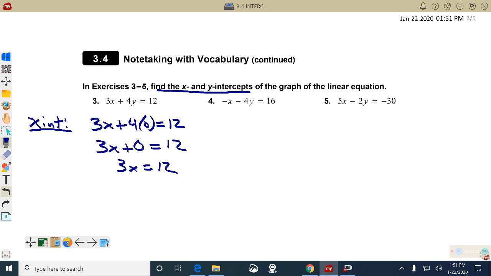How do we get x by itself now? Divide by 3 on both sides. Look at it. x equals 4. There's our x-intercept. So the x-intercept is actually, watch this now, (4, 0), if we were to graph it. So the x-intercept is (4, 0). Let's solve for the y-intercept now.